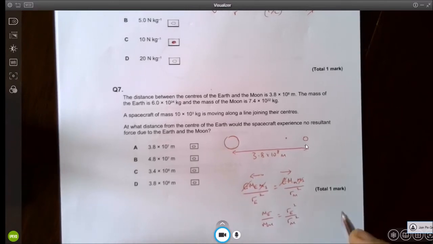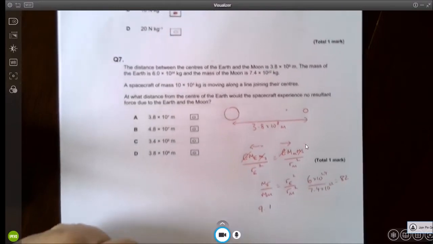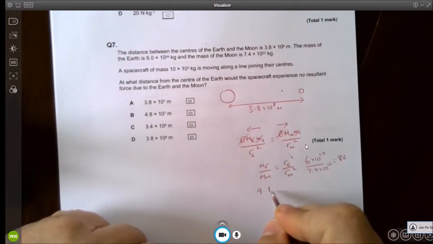So if you put the numbers in, that gives you that the mass of the Earth is 6 times 10 to the 24, divided by the mass of the Moon, 7.4 times 10 to the 22. And that is normally stated as 81, although I think that comes to 82 point something. So if you take the square root, it's 9.1.